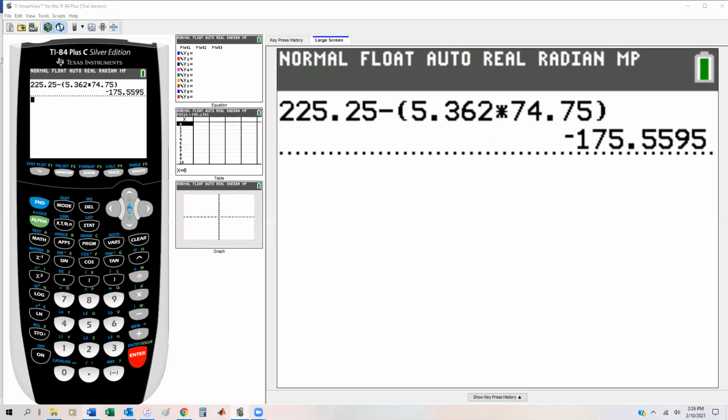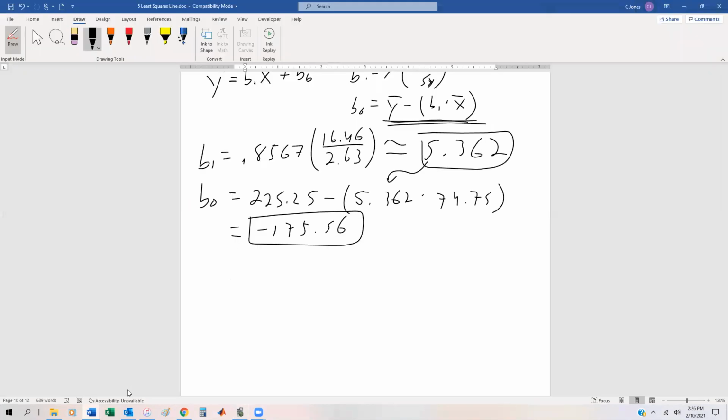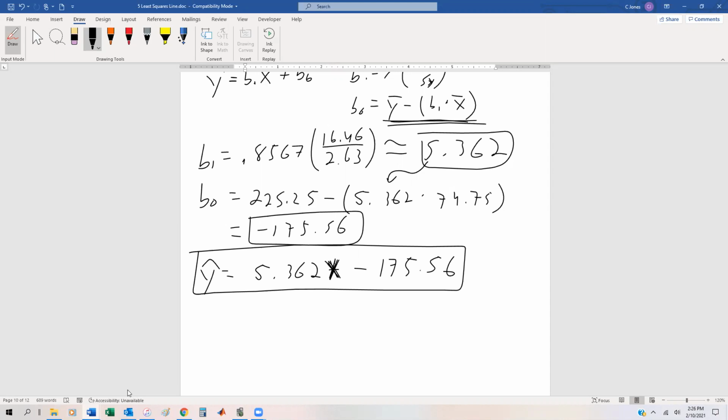All right, so that means that our least squares equation is going to be 5.362x, right, and then minus 175.56. Okay, and of course we could check that using our calculator. There's a little bit of variance due to rounding, etc. So not that big of a deal.